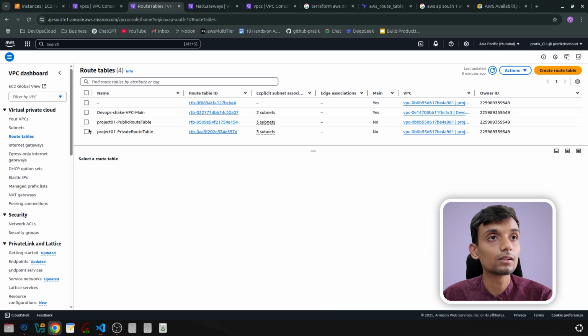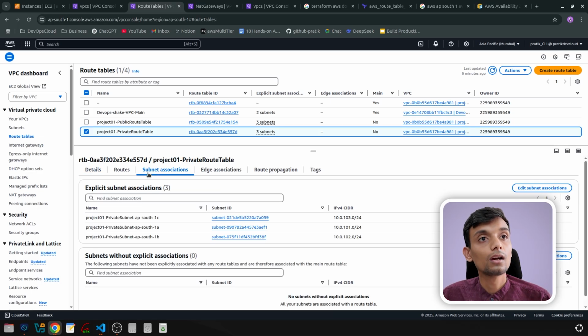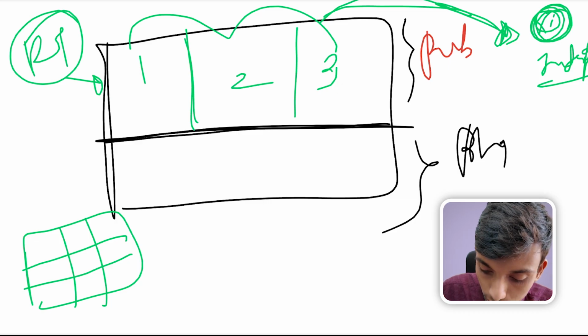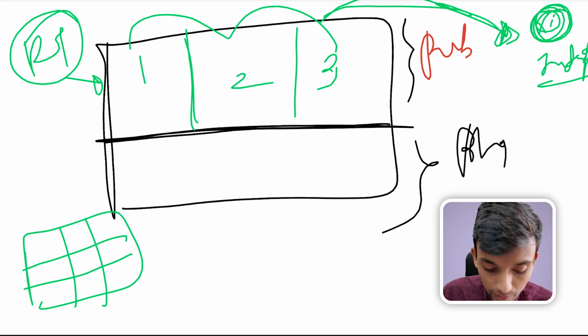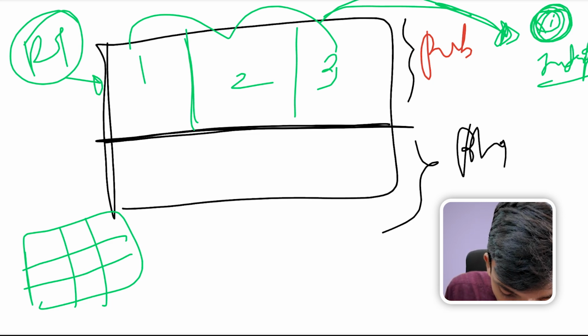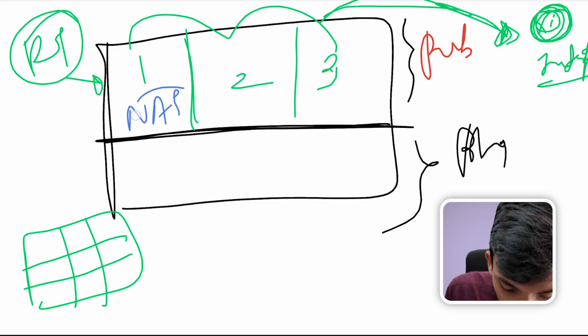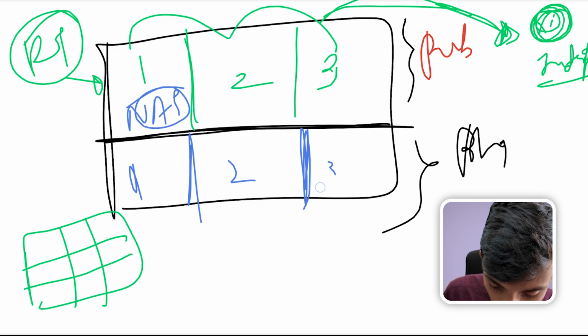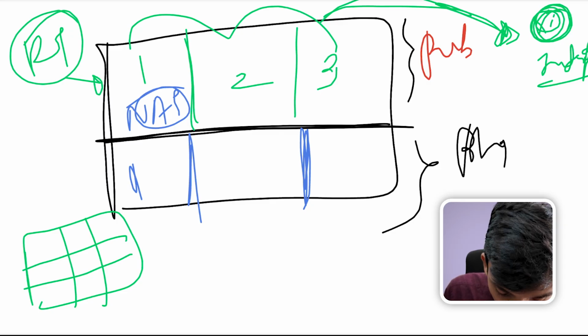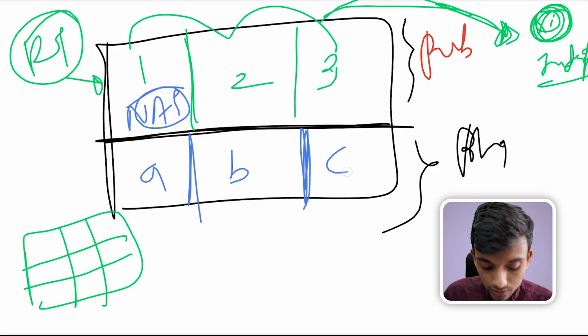Going to the private network. What do you mean by private network? What I already showed you. You need to place your NAT inside any one of the public subnets. I just prefer the first one. Here is our NAT, and this is our private subnet 1, 2, 3. I'm just going to rename them private for A, B, C. These are our 3 private subnets.